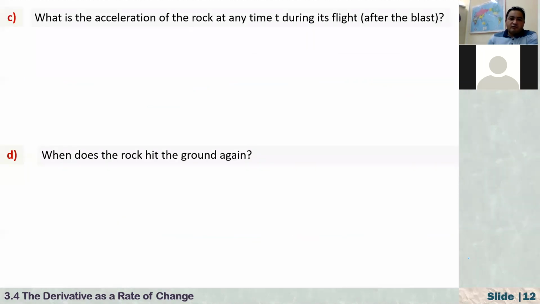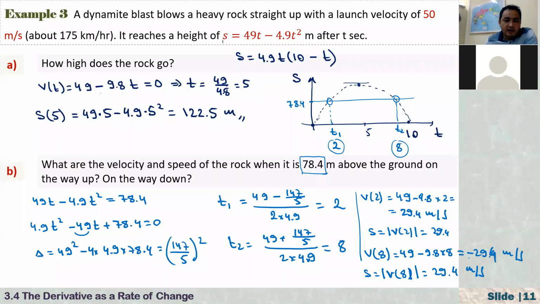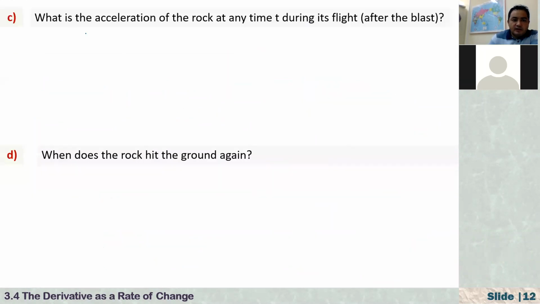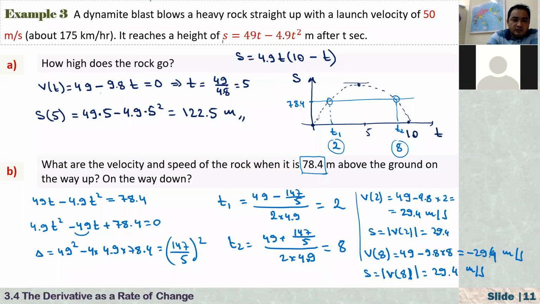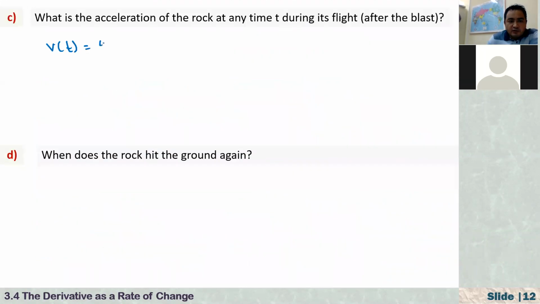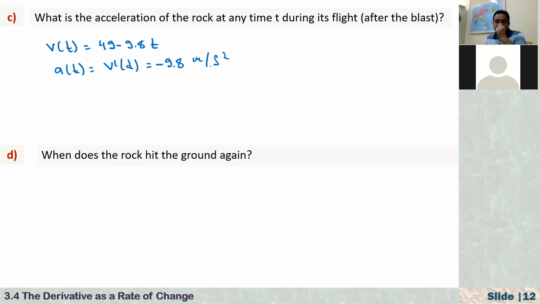So what is the acceleration of the rock at any time t during its flight? Velocity is 49 minus 9.8t, right? And its acceleration is minus 9.8. Since v of t is equal to 49 minus 9.8t, acceleration at any point is just the derivative of the velocity function, that's equal to minus 9.8 meters per second squared, because it's always moving downward.